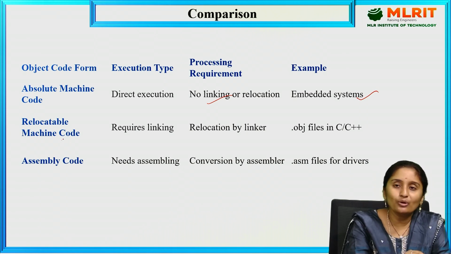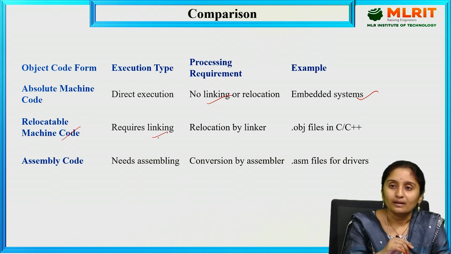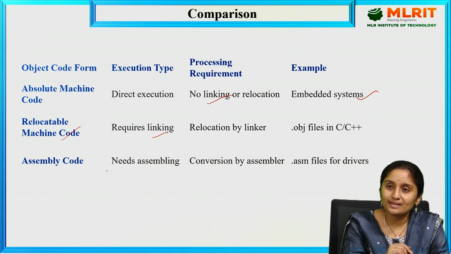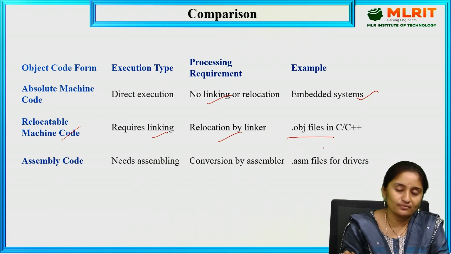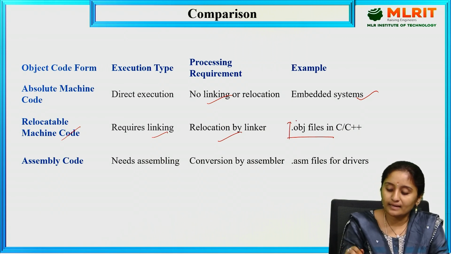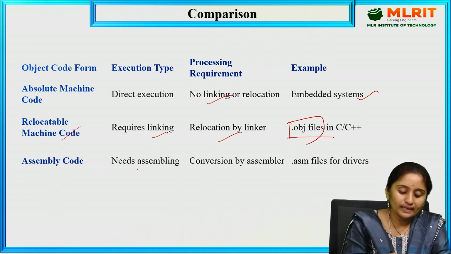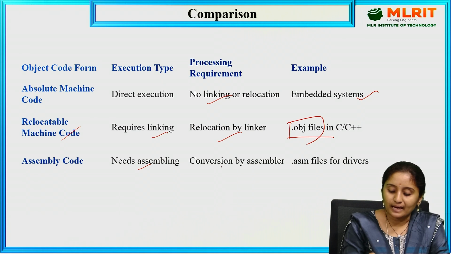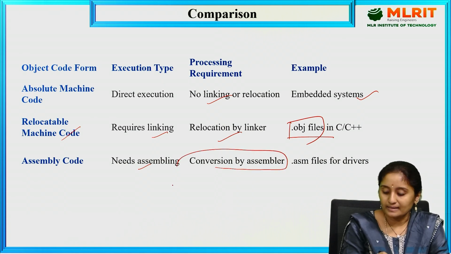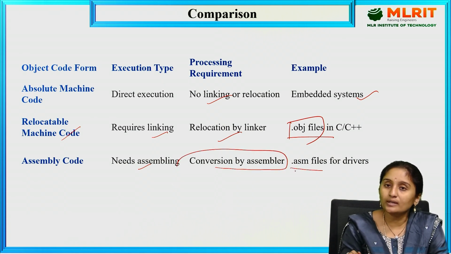The next one is relocatable machine code. It requires linking. It links all the programs and generates a single program. The relocation is done by the linker, and it generates object files, .obj files, for C or C++ programs. Then assembly code: here we need assembling, the conversion is done by the assembler, and it generates .asm files for drivers.